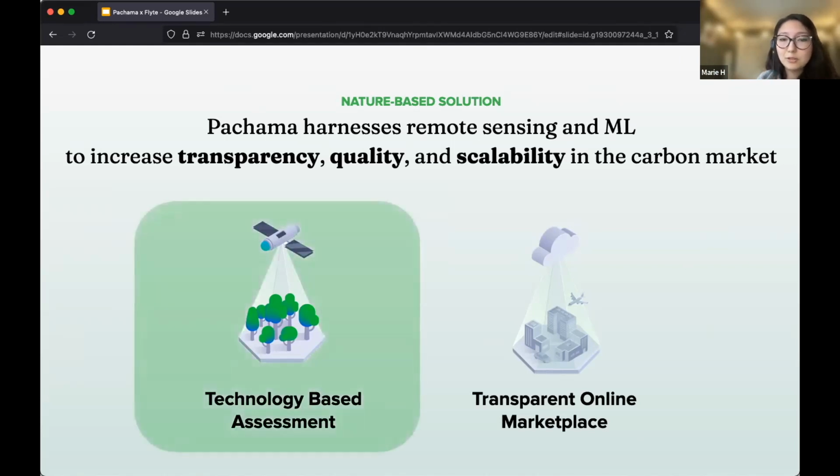And today we'll mostly be talking about the tech-based assessments side of the business, since that's the area that Bernhard and I work on, and also where we use Flyte. The two main problems that we work on through our Flyte workflows are biomass modeling and the baseline calculation, which are two key components that go into calculating a carbon credit.